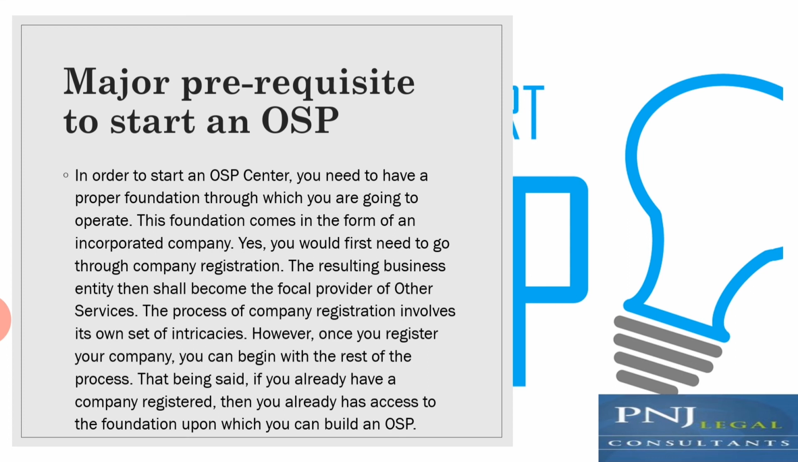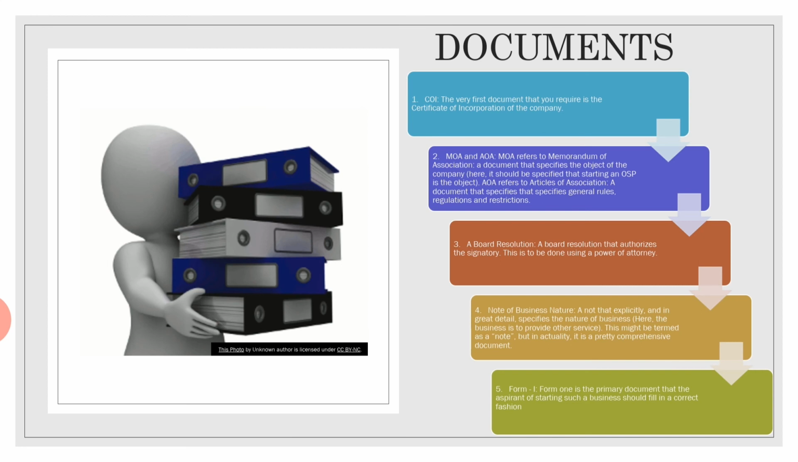Major prerequisite to start an OSP. In order to start an OSP center, you need to have a proper foundation through which you are going to operate. This foundation comes in the form of an incorporated company. Yes, you will first need to go through company registration. The resulting business entity shall then become the focal provider of other services. The process of company registration involves its own set of intricacies. However, once you register your company, you can begin with the rest of the process. That being said, if you already have a company registered, then you already have the foundation upon which you can build an OSP.